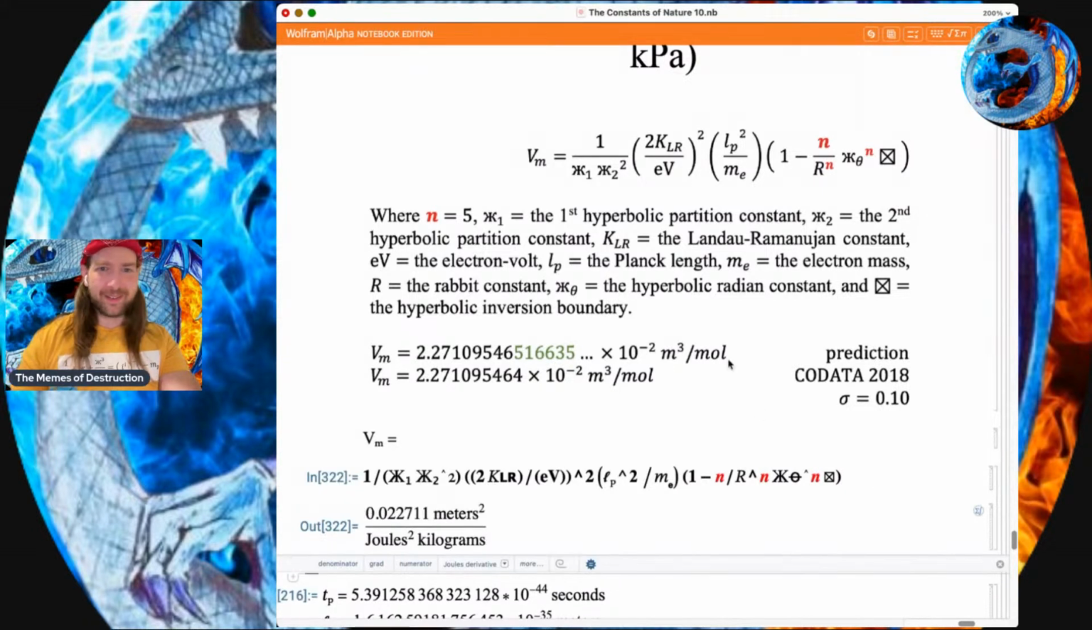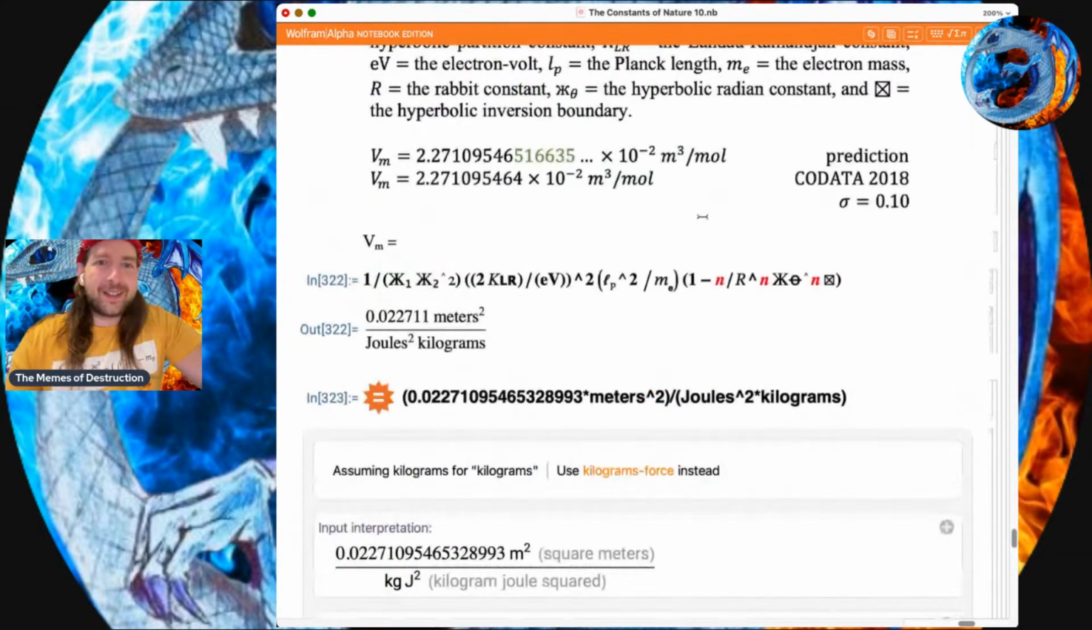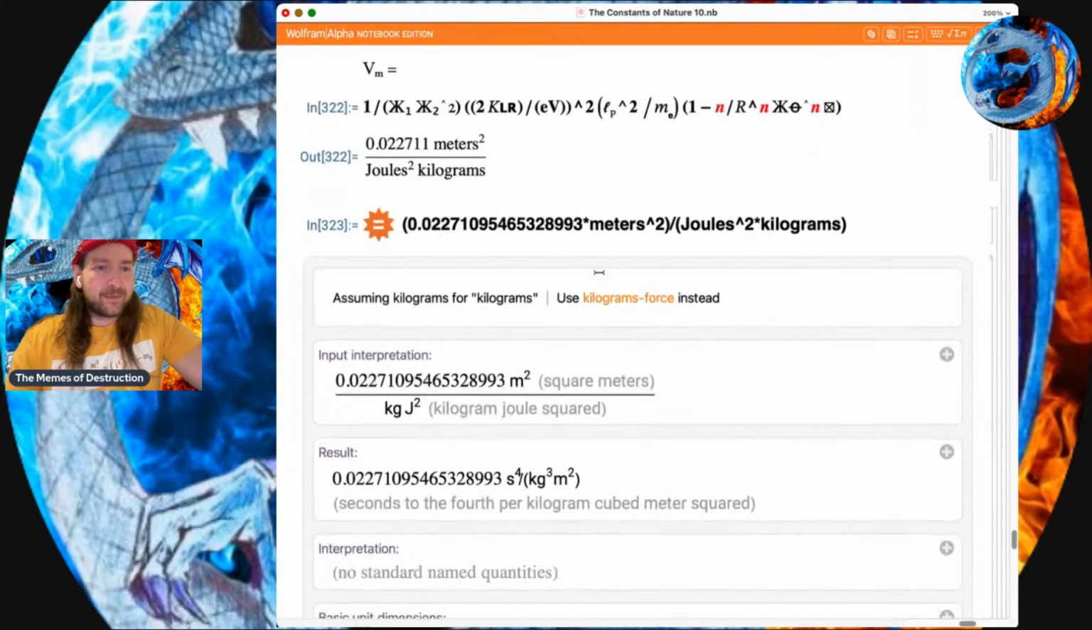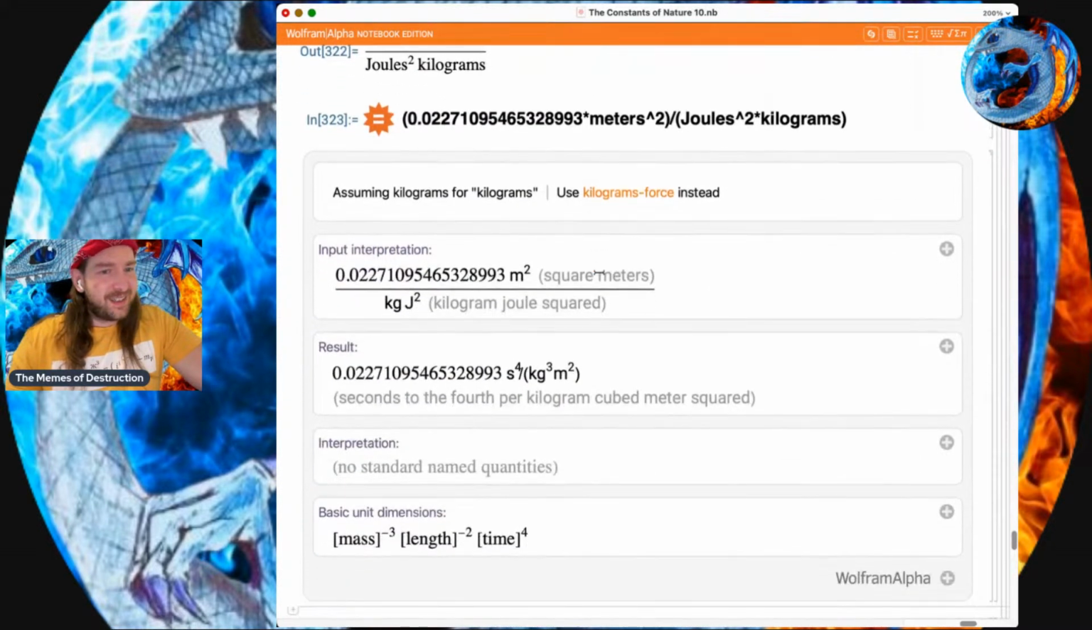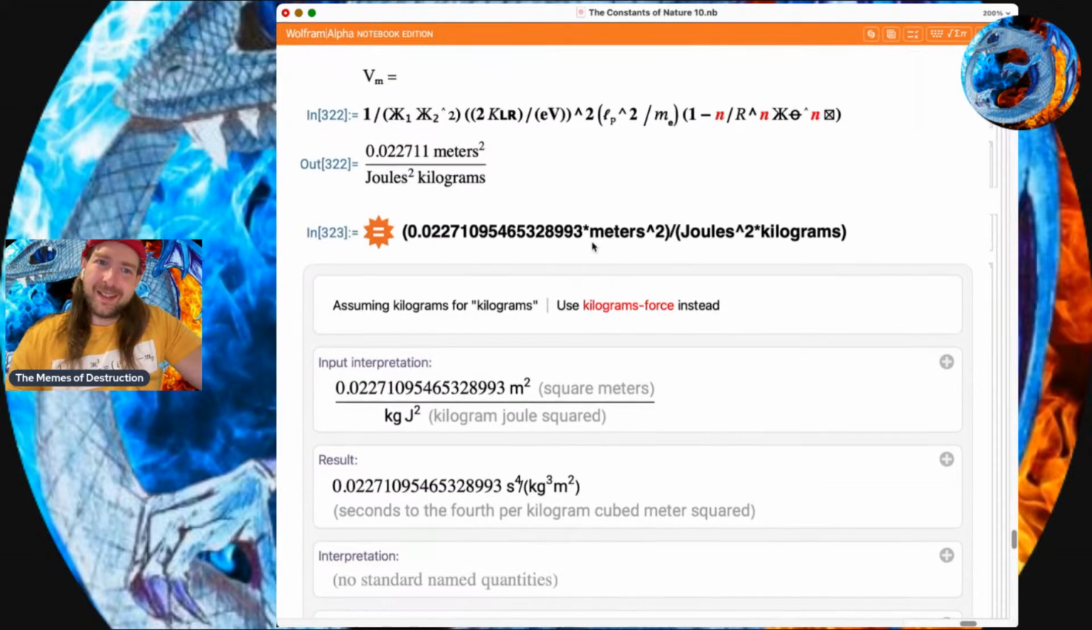Let's see what happens. Alright. So, what is it? Meters cubed per mole, I think it's a unit. Let's see. Mass, length, time. What do we have here?